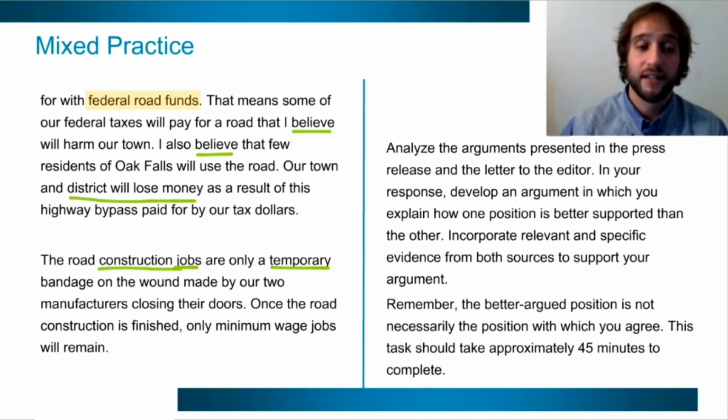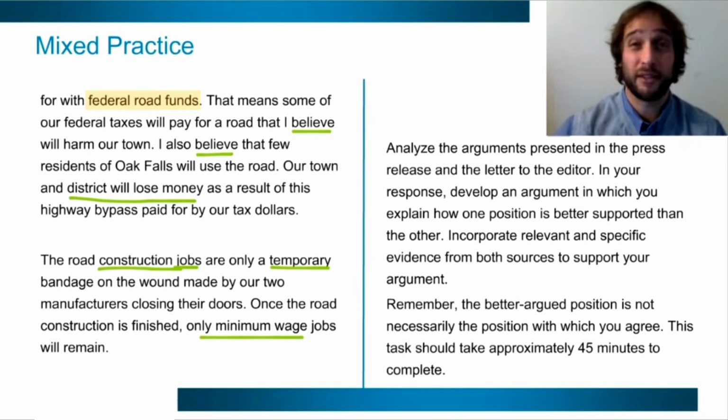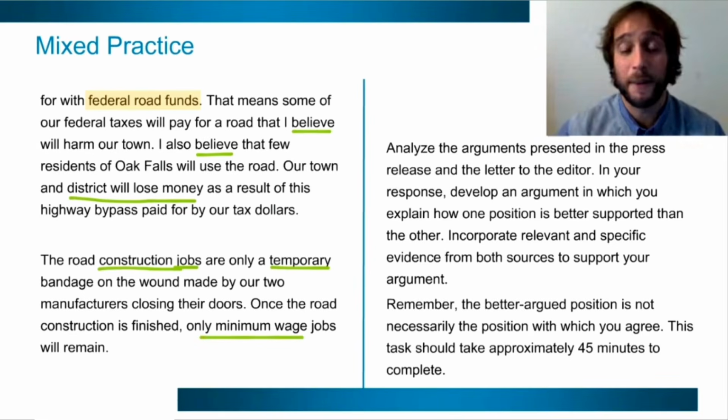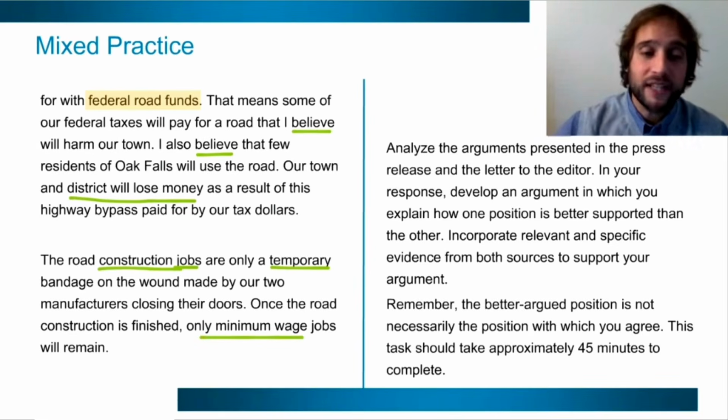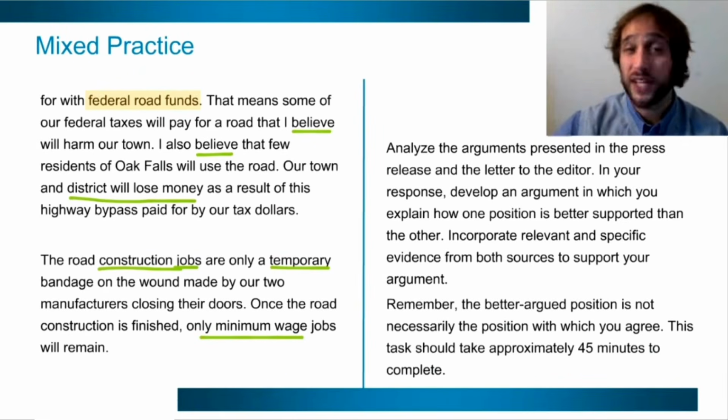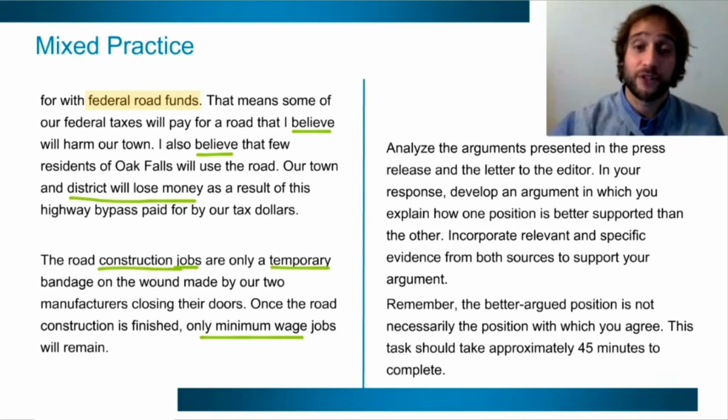Okay? Our author then goes on to say that, hey, once the road construction is finished, we'll only have minimum wage jobs, maybe at the new hotels that come in. If they do, maybe not. So we get some evidence here, some reasoning, some logic about whether or not this will actually produce the jobs that Walls claims. So maybe we list some of this as evidence.